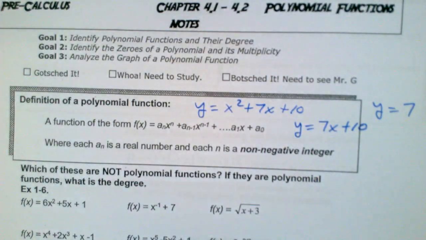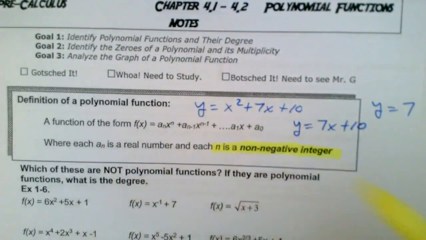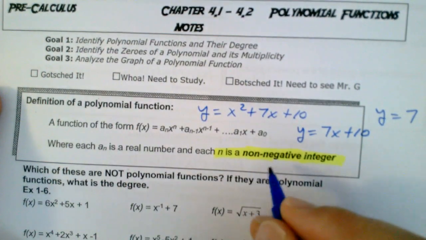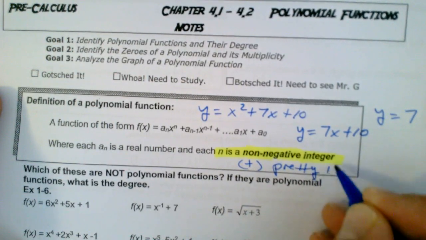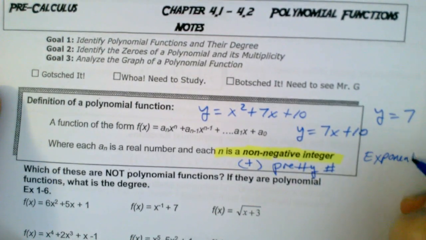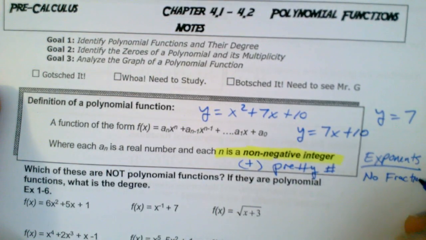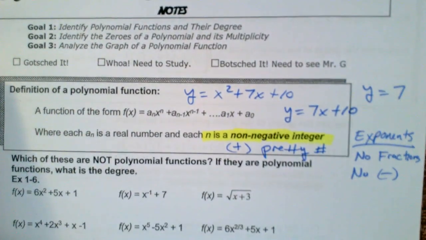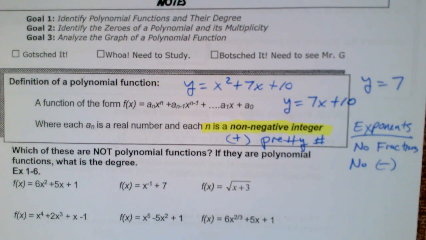So by definition, our exponent has to be a non-negative integer. So it has to be a positive whole number. So what does that mean? For our exponents, we can have no fractions, no negatives. It's got to be non-negative. No fractions for exponents, no negative exponents.